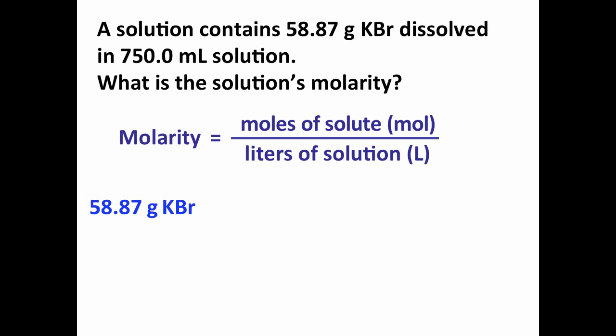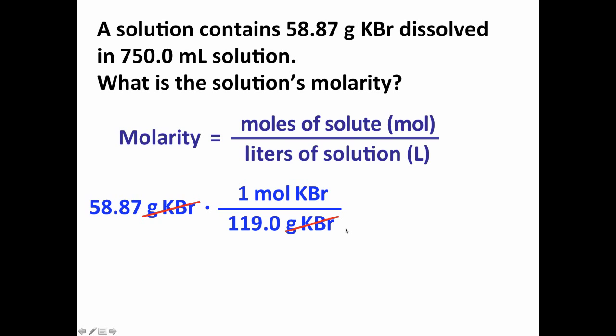moles. So we take our grams of potassium bromide, use the periodic table, find that 1 mole of potassium bromide has a mass of 119.0 grams. That's the conversion factor that allows us to convert from grams of solute to moles of solute. And that gives us 0.4947 moles of KBr.